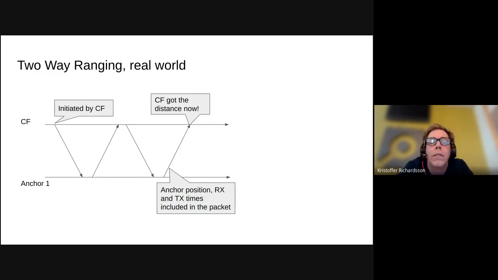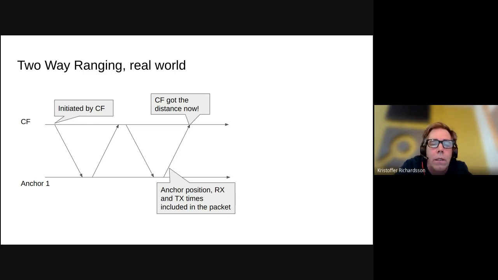And if we look at the real world scenario, we have the Crazyflie, we have one anchor. Then we can see that the Crazyflie initiates a ranging sequence by sending a packet to the anchor. The anchor responds, and then the Crazyflie sends a second packet. And at this time, it would be possible to calculate the distance, but we want to use the distance in the Crazyflie and not in the anchor. So that's why we send a fourth packet back to the Crazyflie.